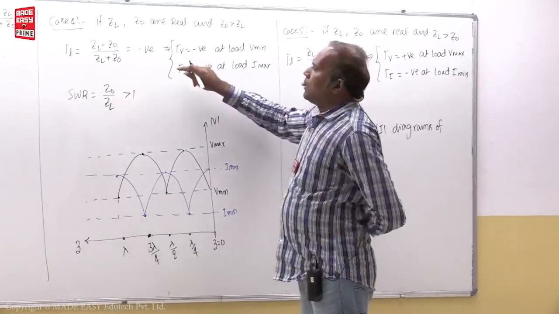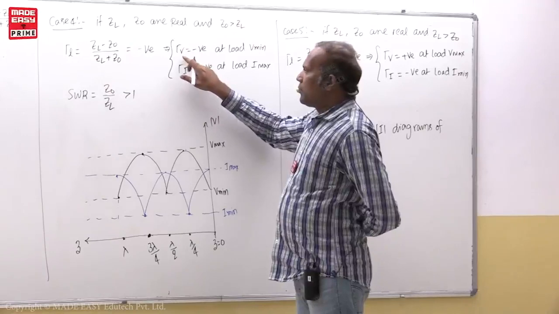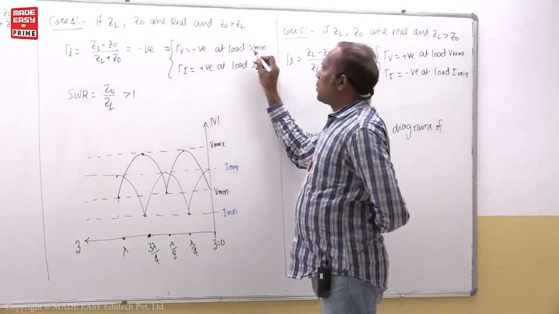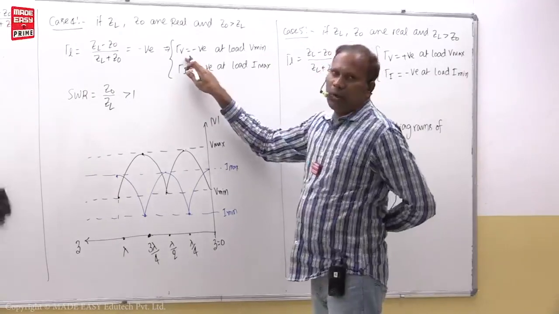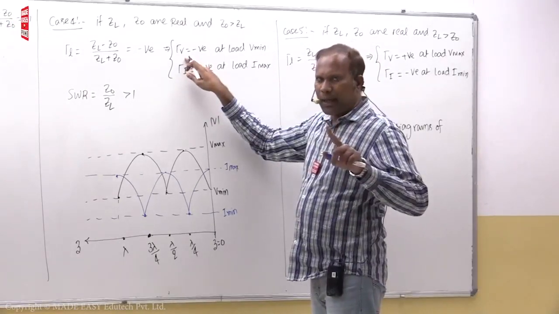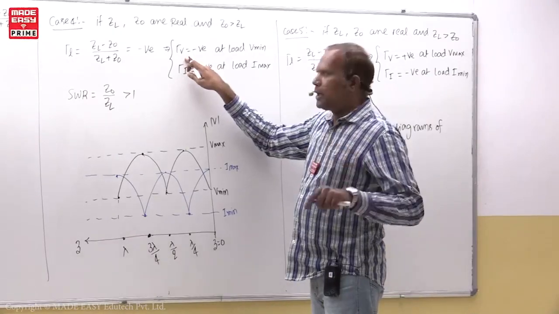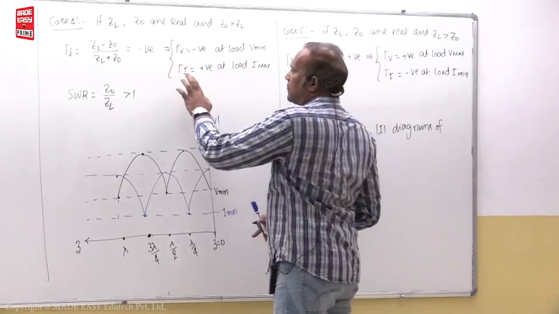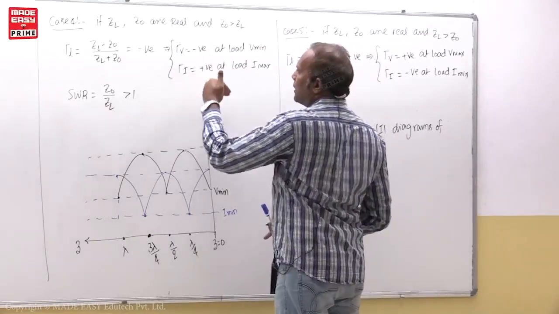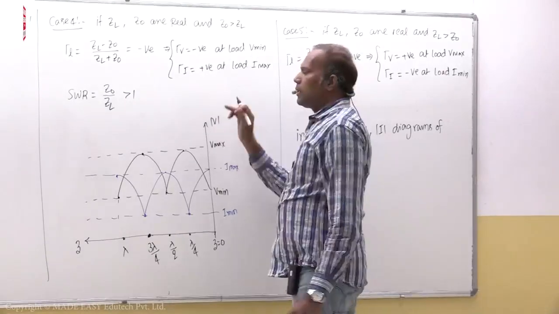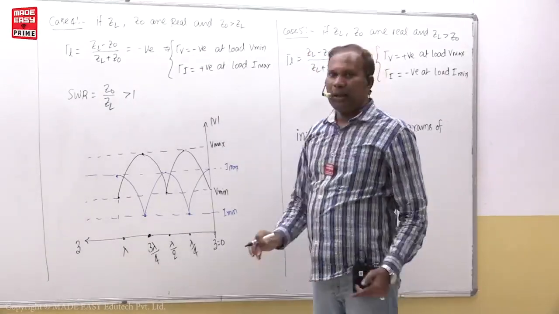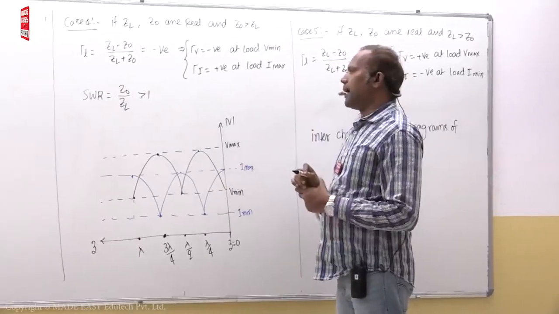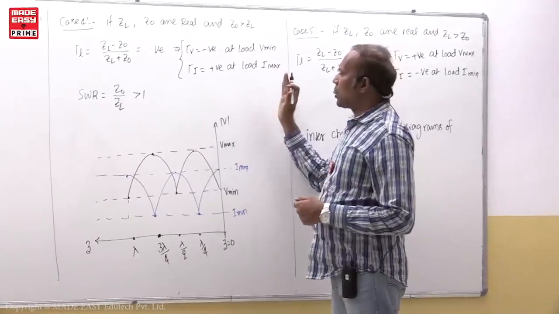So here gamma L, the voltage reflection coefficient, is negative. That means you should understand that at the load, V minimum is there. I told you if the voltage reflection coefficient is negative, then incident and reflected voltage subtract, and you get minimum voltage. Yes or no? And the current reflection coefficient is opposite of the voltage reflection coefficient, so that is positive. Current reflection coefficient positive means reflected current and incident current have the same sign, they add and give maximum current. That means maximum current at load is there in this case.